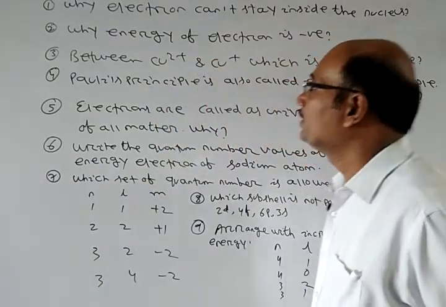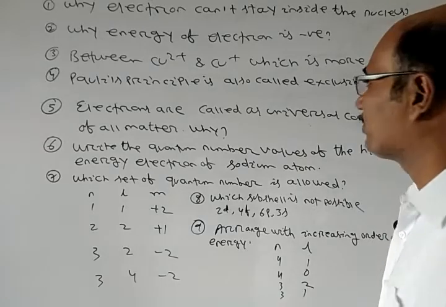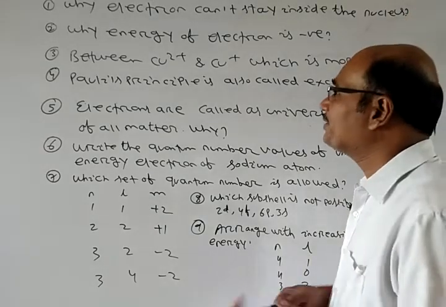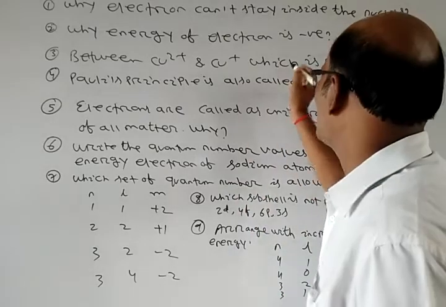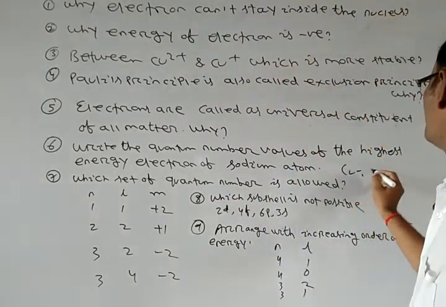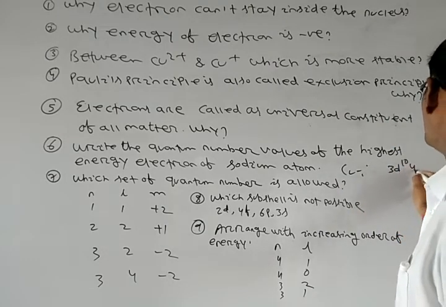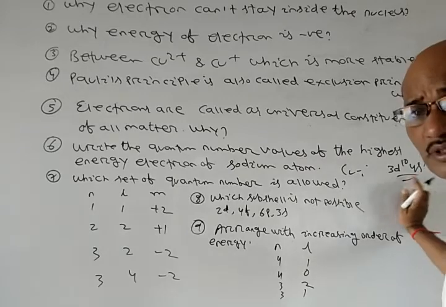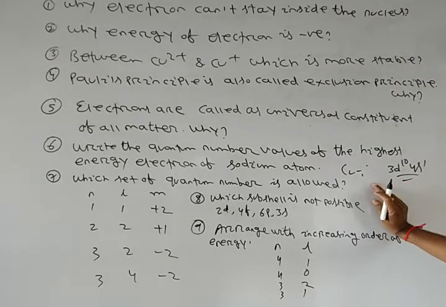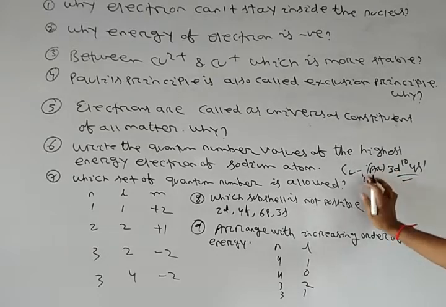Now between Cu2+ and Cu+, which is more stable? Here we can take out the electronic configuration. For Cu, what do we have? The electronic configuration of copper is argon 18, 3d10 4s1.